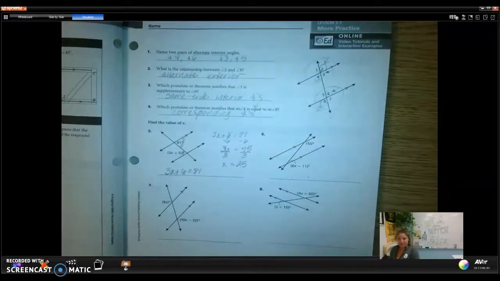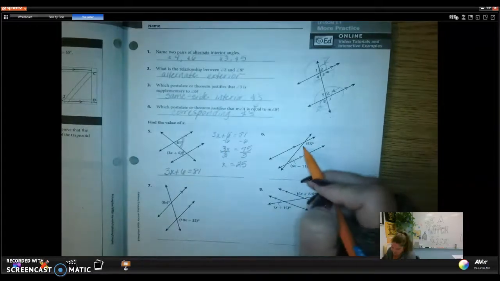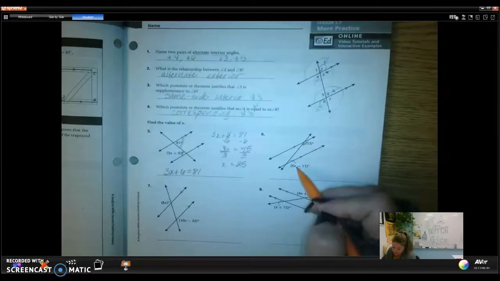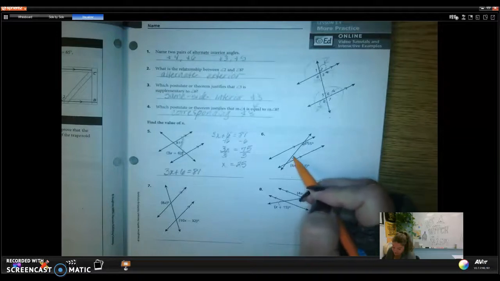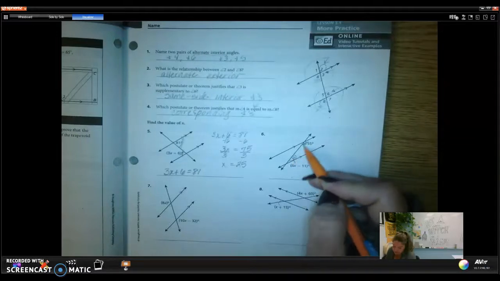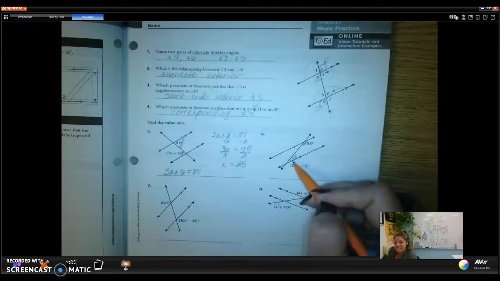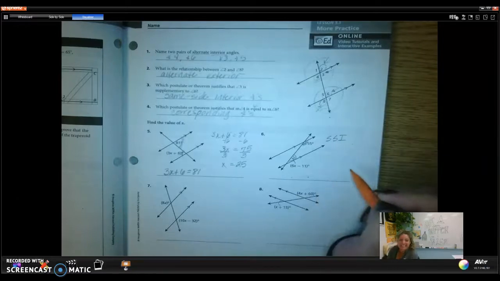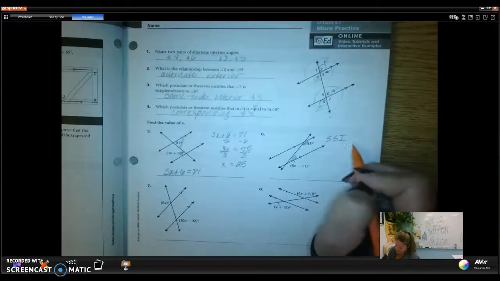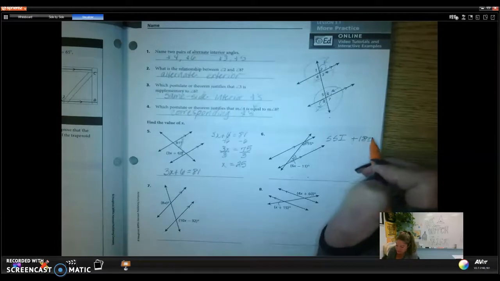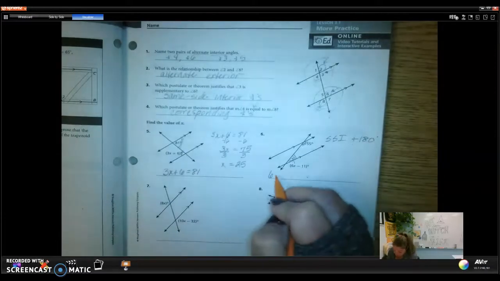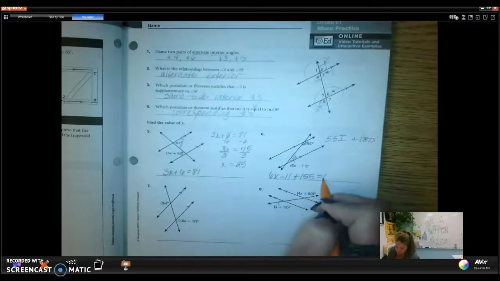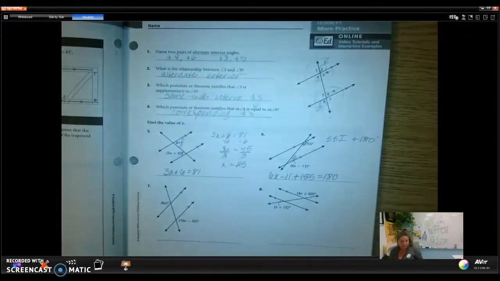Okay? If you take a look at number 6, and it's 155, this big old angle here. 6x minus 11 is this angle. They're on the same side. They're interior, and same side interior angles are consecutive interior angles. Remember, they add up to be 180. They are supplementary. So we're going to do 6x minus 11 plus 155 equals 180.